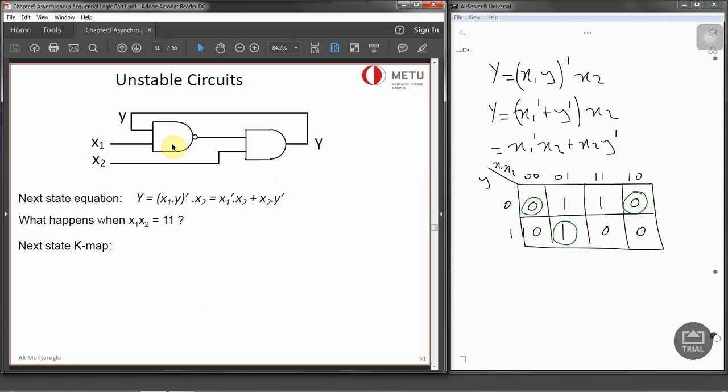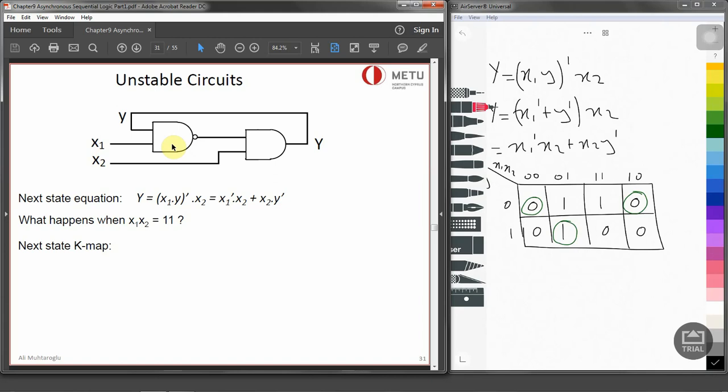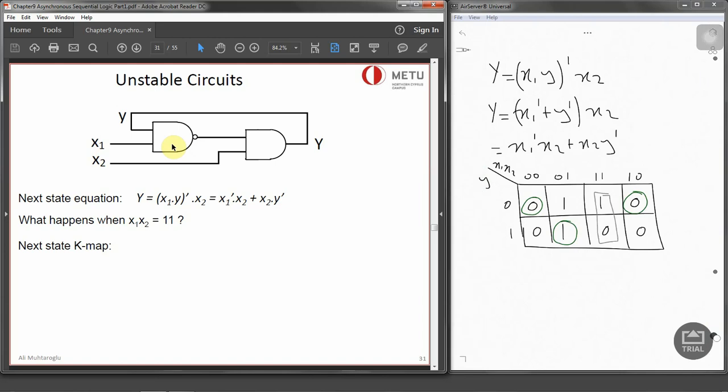And the question asks, what happens when x1 x2 is 1, 1. Now over here, as you can see, we have got 1 and 0. So when the present state is 0, next state is 1. And when the present state is 1, next state is 0. This is actually showing us that when the input is 1, 1, we have got no stable state. So in that case, the next state is not equal to the present state. And what is happening over there? The internal state keeps toggling until the input changes again. And this is known as oscillation or the cycle.